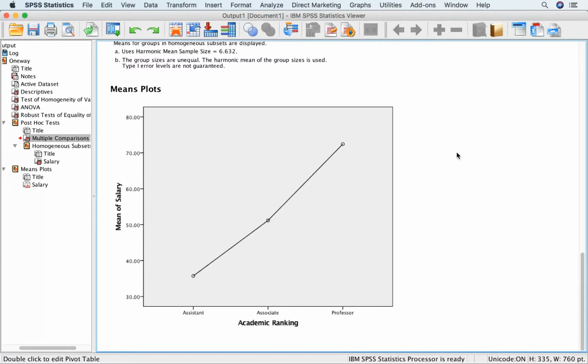Okay, there we have it. We have a very simple analysis of variance, which is ANOVA.